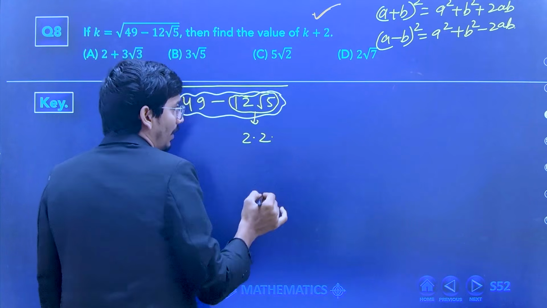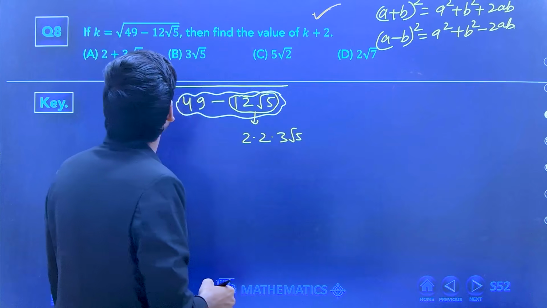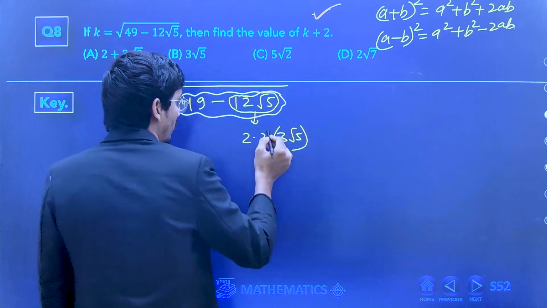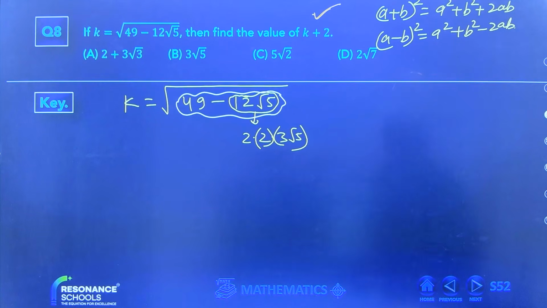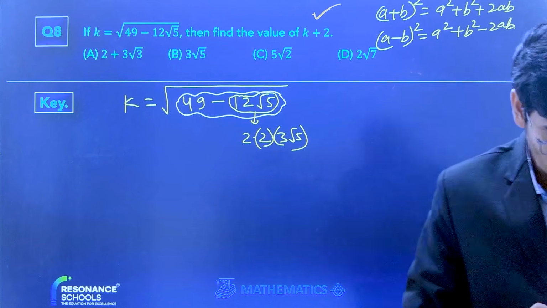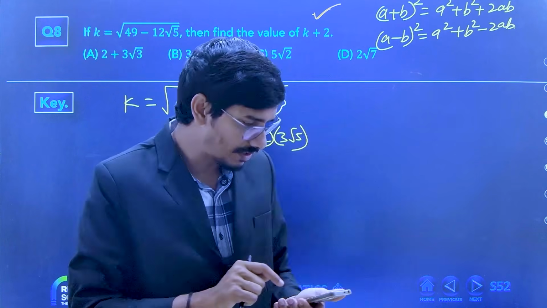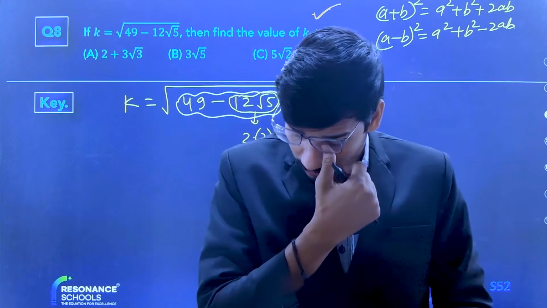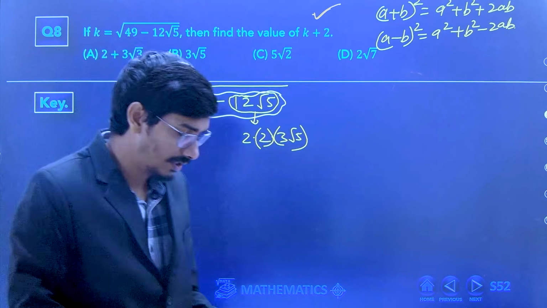Two into 2 into 3 root 5. After squaring these numbers, 2 ka square is 4 and 3 root 5 ka square is 9 into 5, 45. Yes, we are getting 45 plus 4. Yes, correct. This combination is correct.